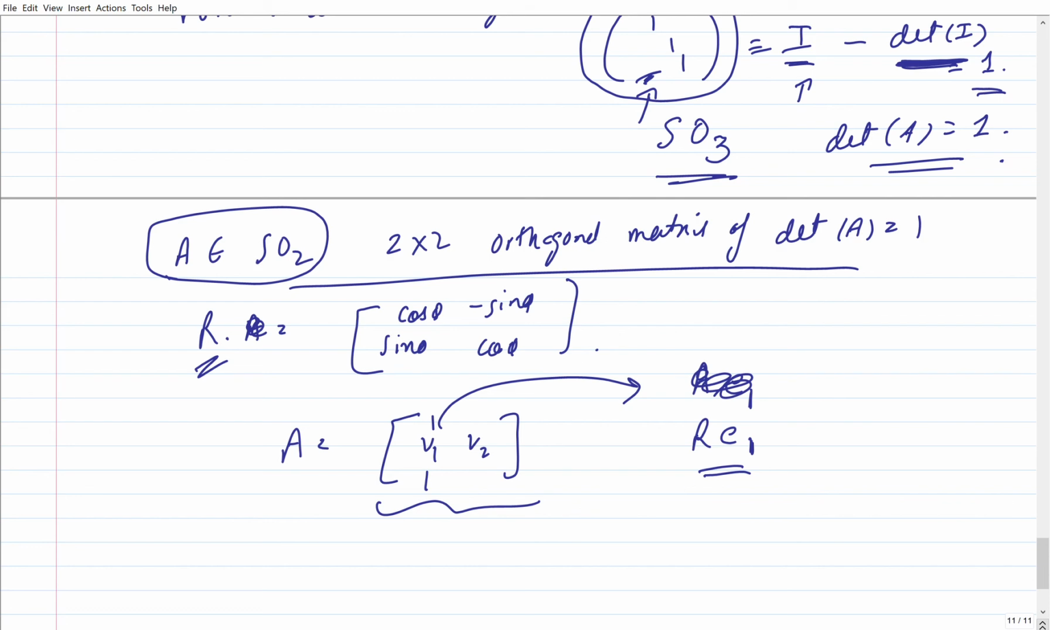Let me just gather my thoughts for this, what I'm trying to say. Yes, there exists a rotation which, acting on the standard basis vector E1, gives me v1.